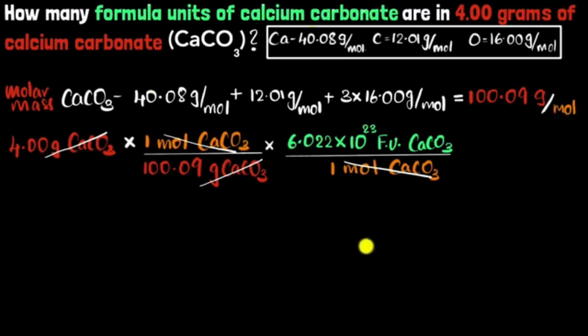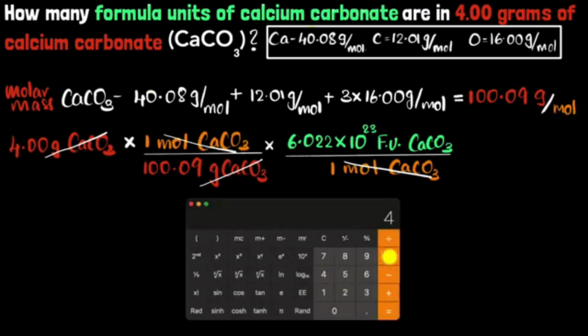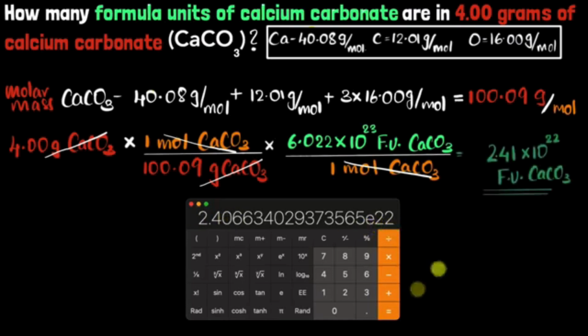I can plug this into the calculator now. So it's 4 times 1 times 6.022 times 10 to the 23. So again, we'll use the exponent over here, 23, divided by 100.09. This gives us 2.406. And again, we'll round it off to 3 significant figures. That's the minimum one over here. So 2.41 times, don't forget this, 2.41 times 10 to the power 22. There you have it, that many formula units of calcium carbonate.